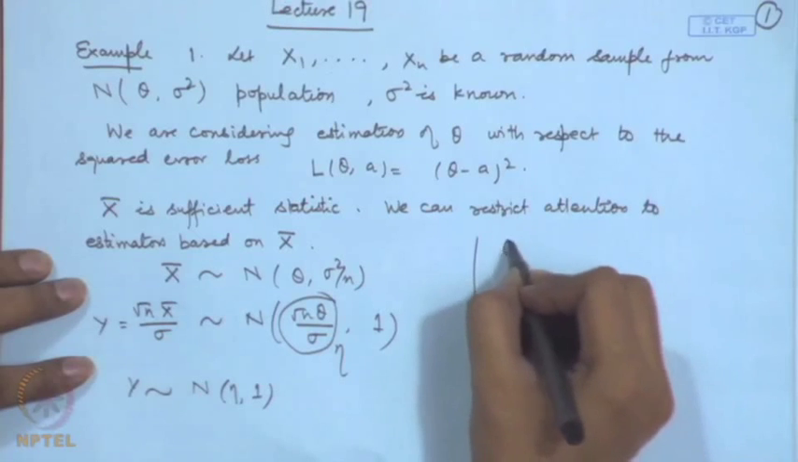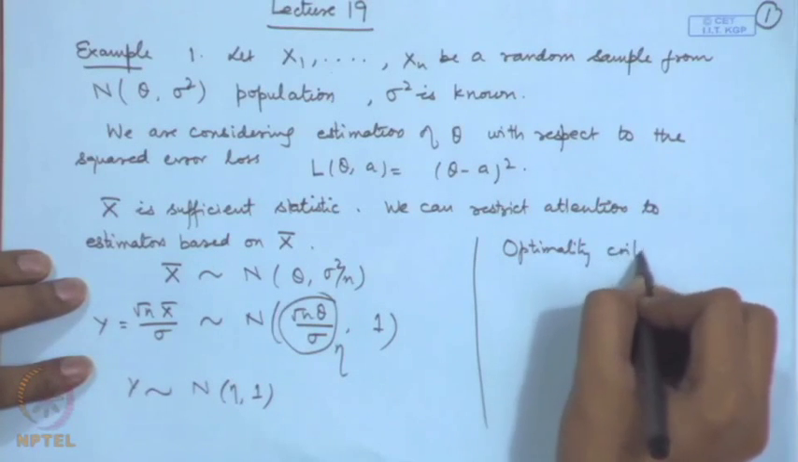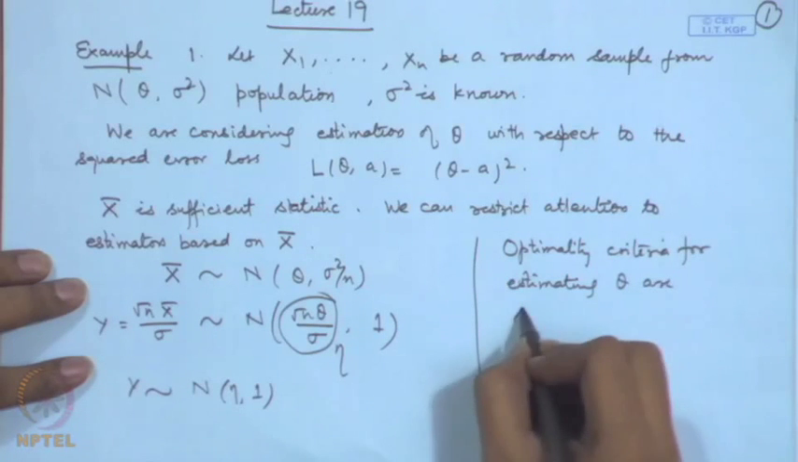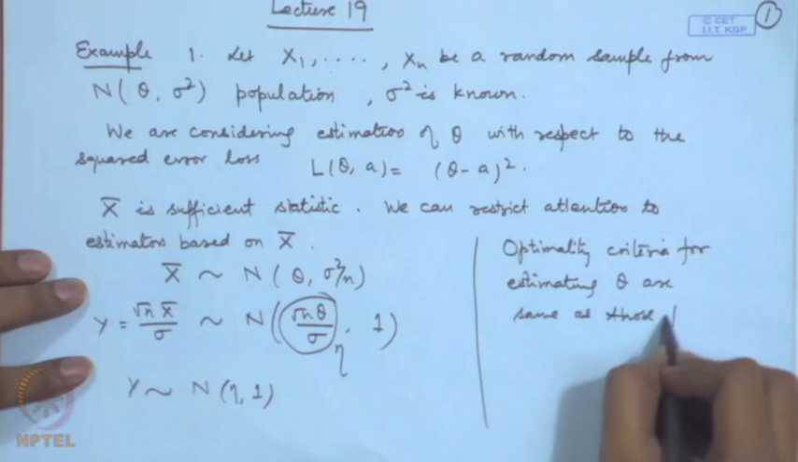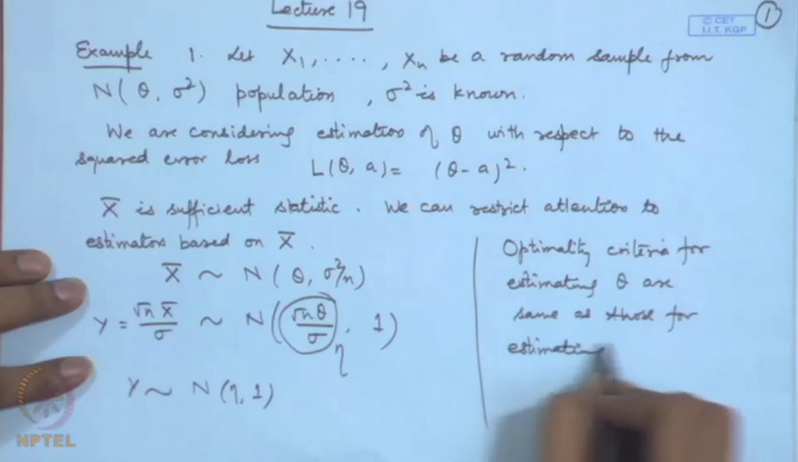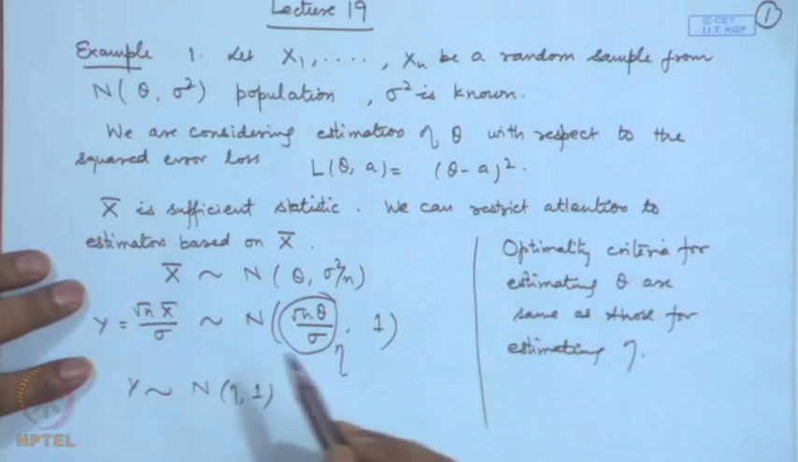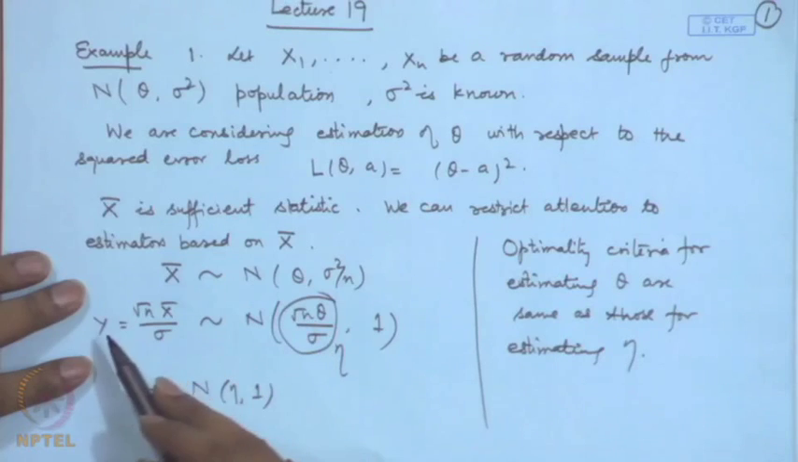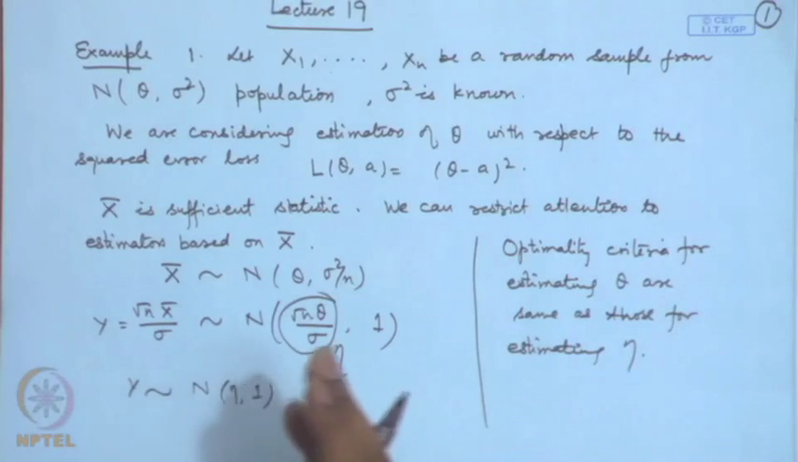So, the optimality criteria for estimating theta are the same as those for estimating eta. For example, if delta is a minimax estimator for theta, then root n by sigma times delta will be minimax for eta. If delta is Bayes for theta, then correspondingly for eta we can obtain root n by sigma times delta as the Bayes estimator. Similarly, if delta is UMVUE for theta, then root n by sigma times delta will be UMVUE for eta. Therefore, the whole problem has been reduced to a simplified model.